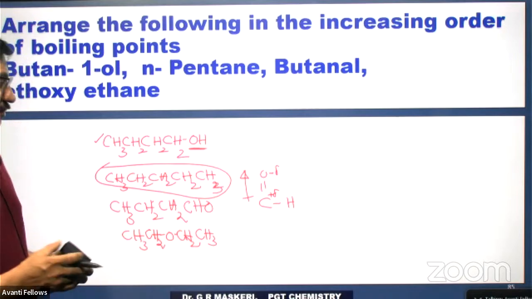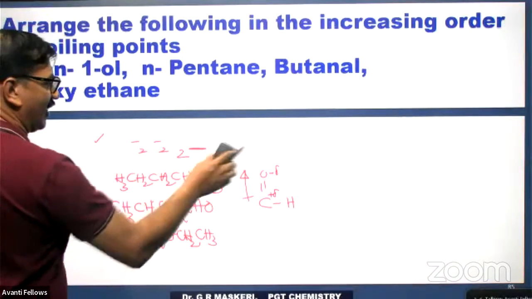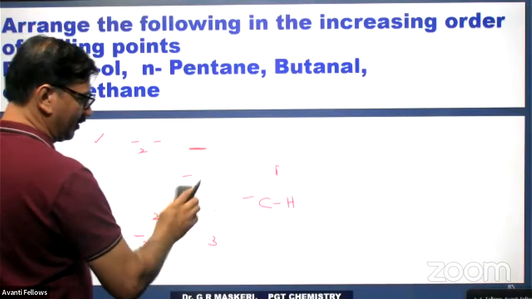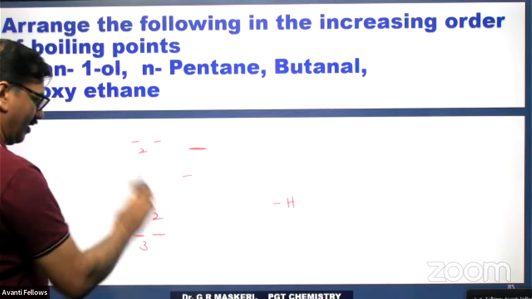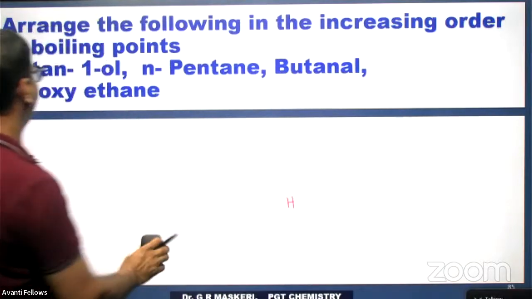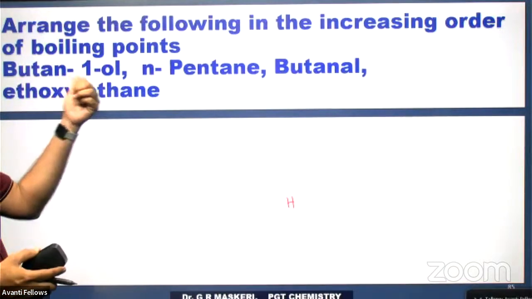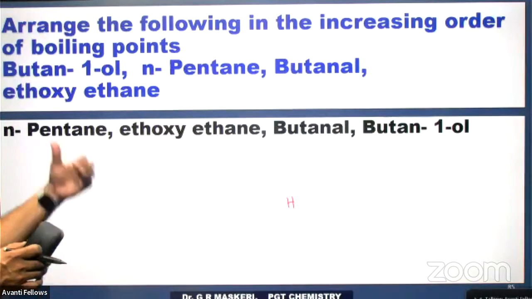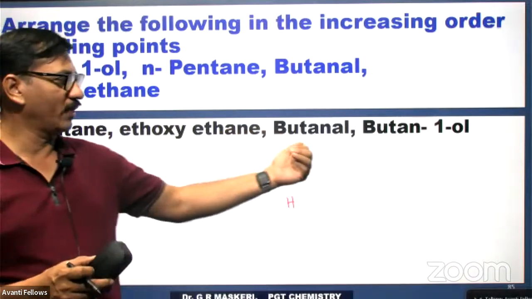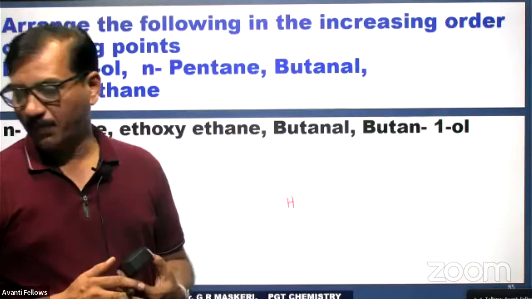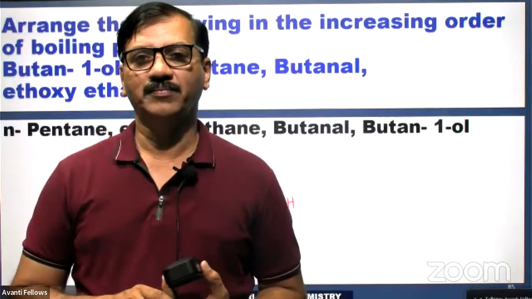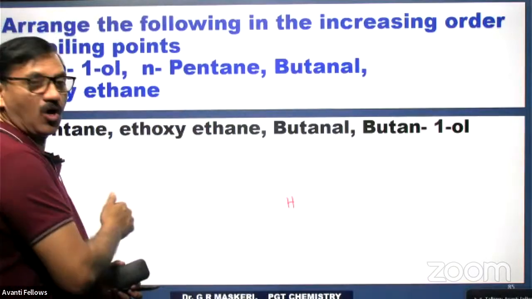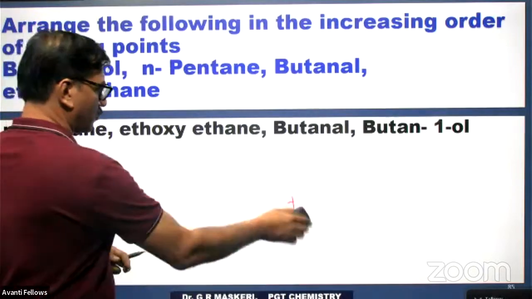So what is the order then? Ethanol has the highest boiling point, then comes aldehyde, then comes ether, and the least one is pentane. So this is the order. N-pentane is least, then ethoxyethane, butanal, and butan-1-ol. So you can compare with the other kinds of functional groups also, right? Okay.